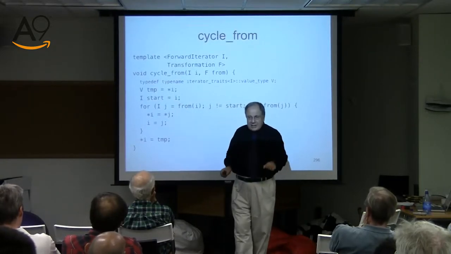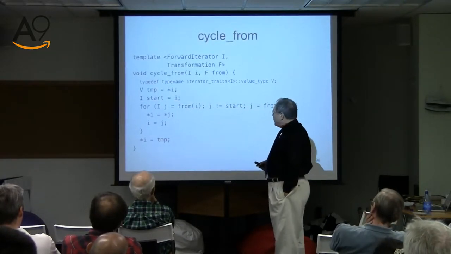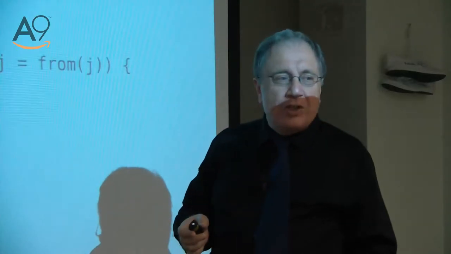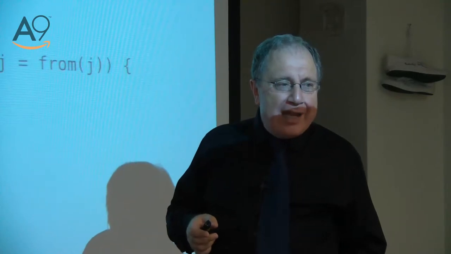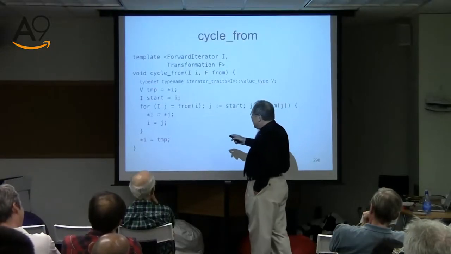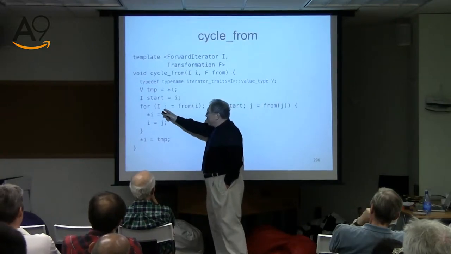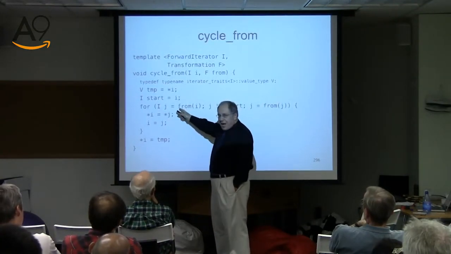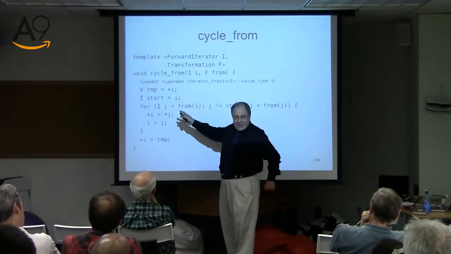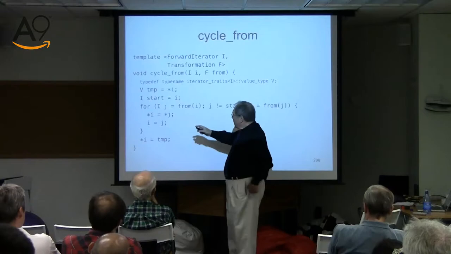I and start point at the same place, because I need three pointers, as we'll see. It's a very, very simple for loop. I almost never use for loops unless they really look pretty. In this case, it really looks pretty, because J is from I, the guy who will end at I comes from.